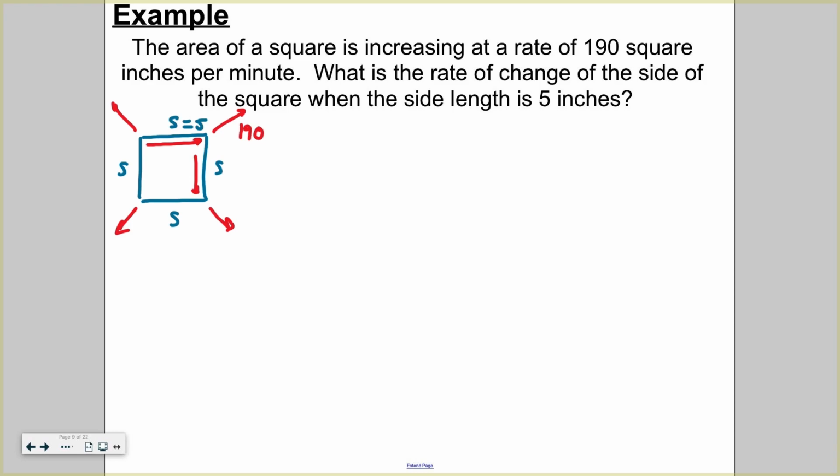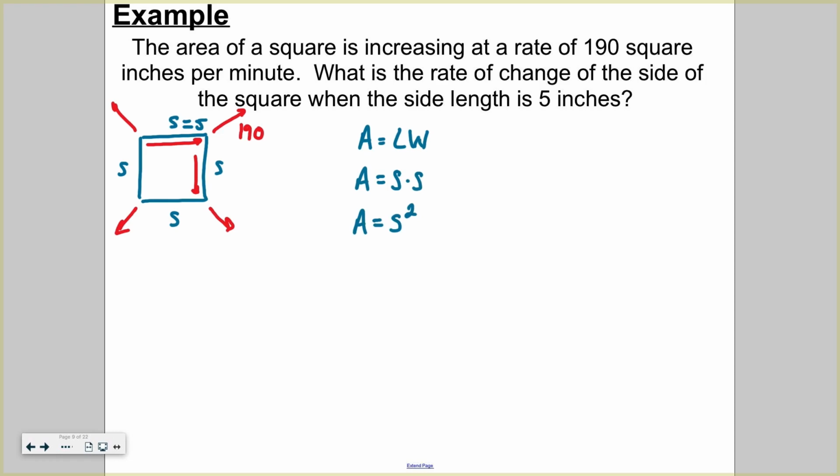Remember, a square is just a rectangle. And the area of the rectangle is length times width. Sorry, I'm not sure why I just wrote volume. Area is equal to length times width. And then in a square, the length and the width are both the same. So we're going to call the length S times the width, which is also S. So therefore, the area of a square is going to be the side squared.